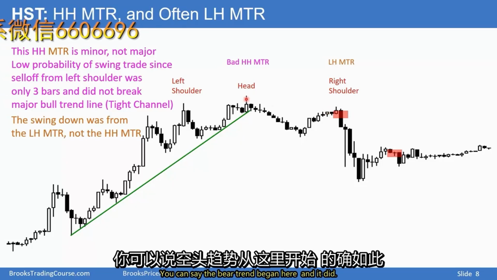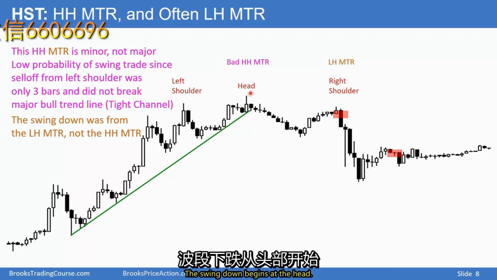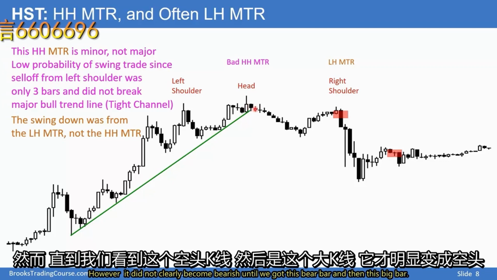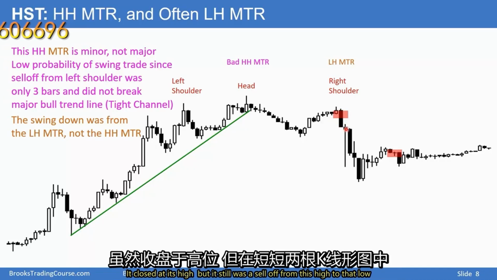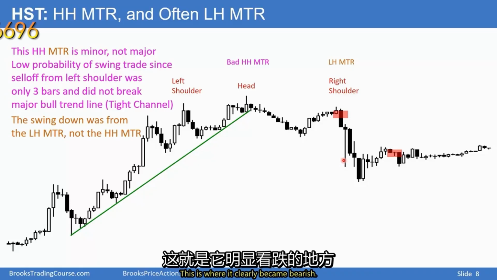You can say the bear trend began here, and it did. That's always the case when you have a successful major trend reversal. The swing down begins at the head. However, it did not clearly become bearish until we got this bear bar and then this big bar. It closed at its high, but it still was a sell-off from this high to that low in just 2 bars, so that's a big sell-off. This is where it clearly became bearish.